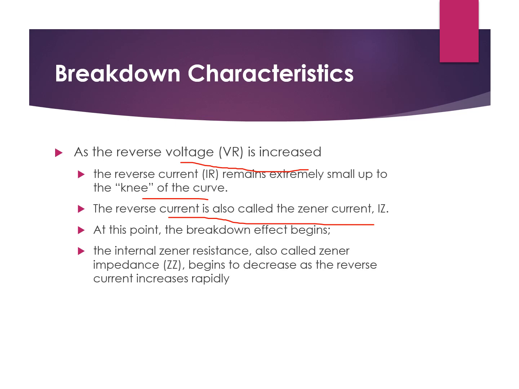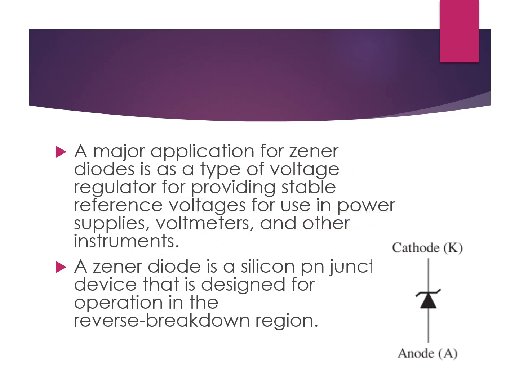Once the breakdown occurs, the current starts to increase drastically, and the voltage remains constant. The Zener resistance is taken from the slope of the curve of the VI characteristics. Coming to the application, since the voltage remains constant, the Zener diode can be used as a voltage regulator for providing a stable reference voltage.